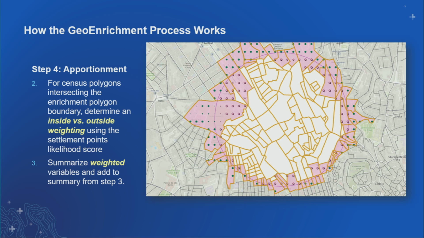All right, so once we've figured out the inside and outside and the weighting, we end up summarizing those outer polygons and then multiply them by the weighting. So that gives us a basis to know how much to add to the previous summary.